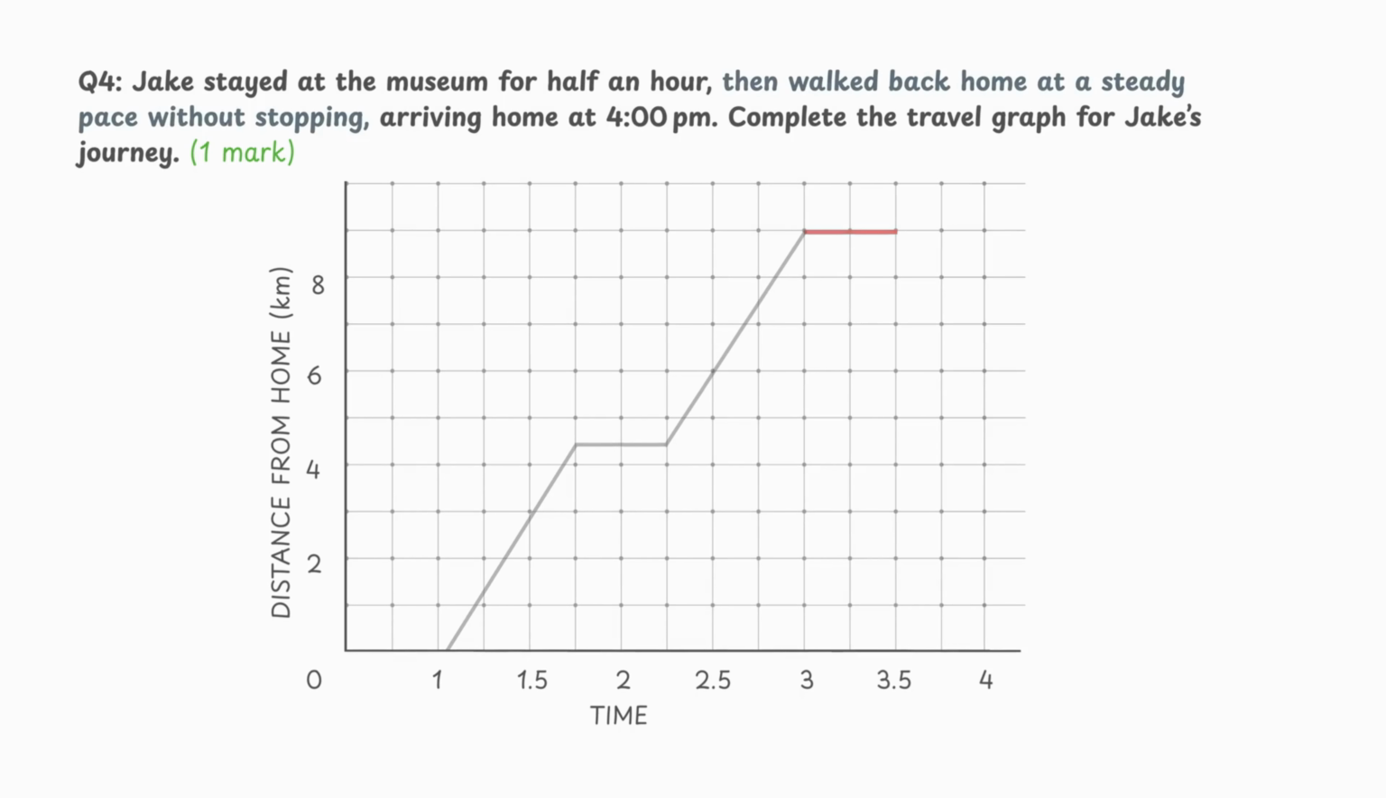Now let's look at the next part. The question says Jake walked back home at a steady pace without stopping. Walking back home means the distance from home decreases, so the line must slope downward. And because he walks at a steady pace, the line should be straight. Finally, the question says he arrives home at 4 o'clock p.m. Home is 0 kilometers from home. So the graph must finish at 4 o'clock on the horizontal axis and 0 kilometers on the vertical axis.